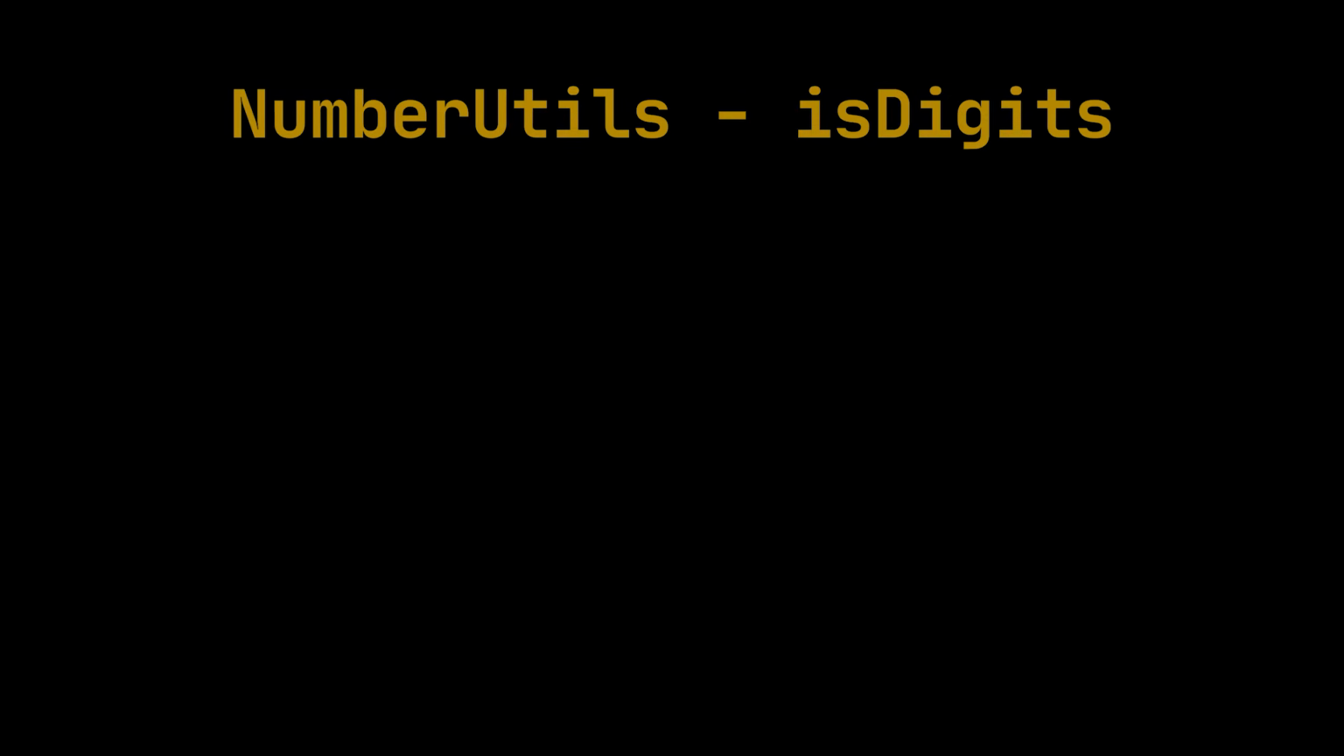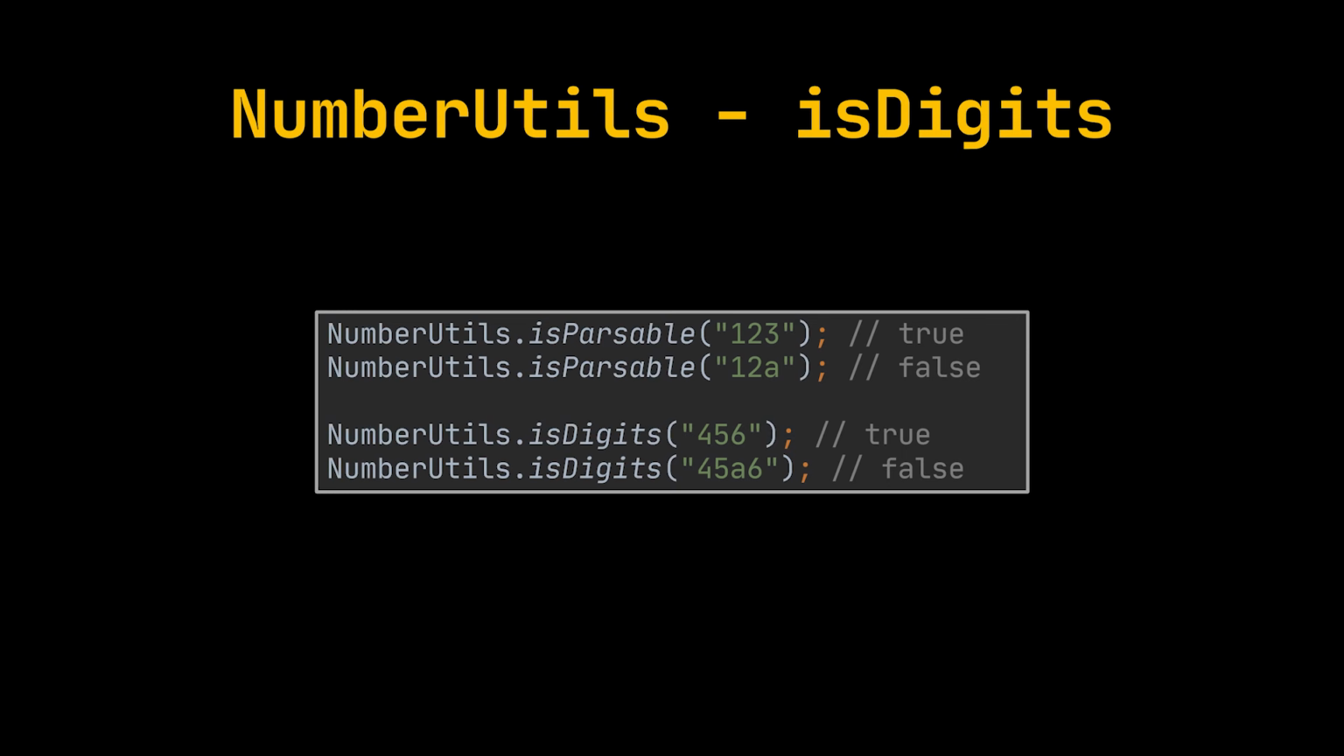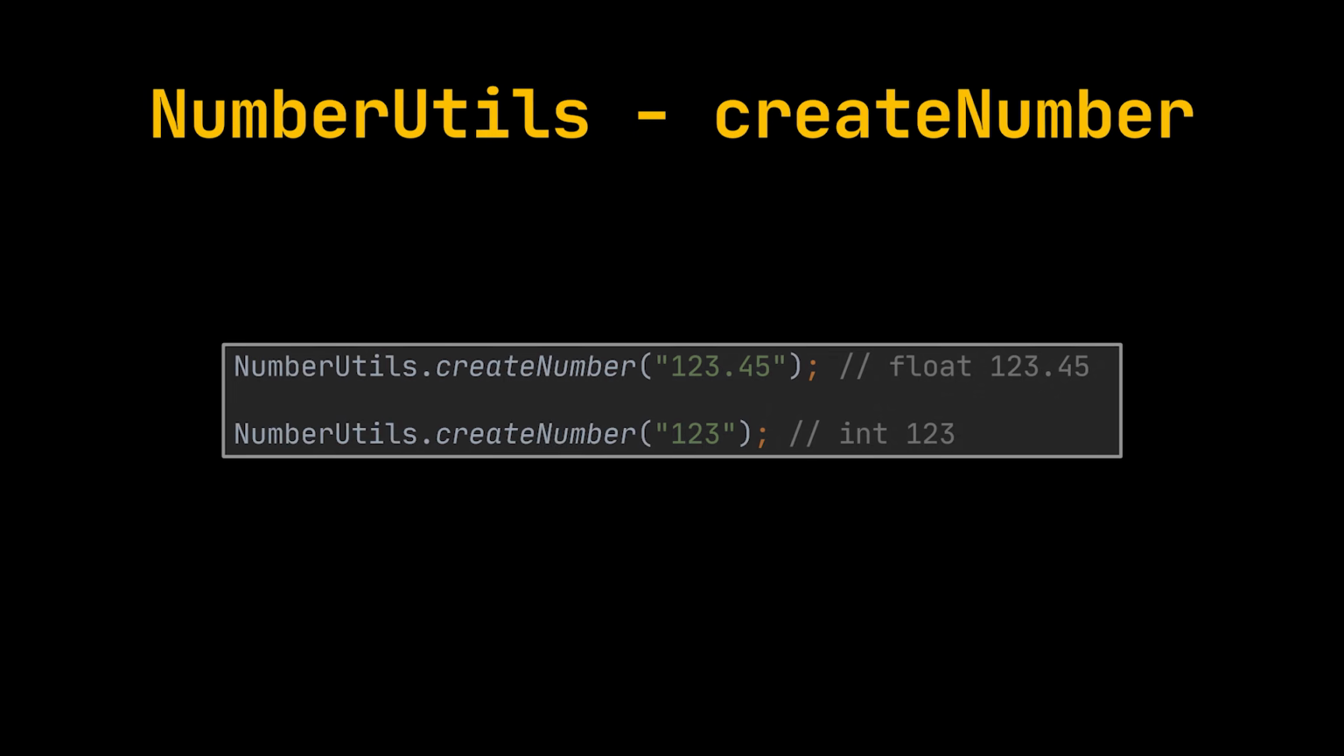The isDigits method ensures that a string consists only of numeric characters, returning true for 456 but false for 45A6. It is similar to the isNumeric method of the StringUtils class. The createNumber method converts a string into a number, managing various formats appropriately. For example, passing 123.45 would return a value of type float, while passing 789 would return an integer.